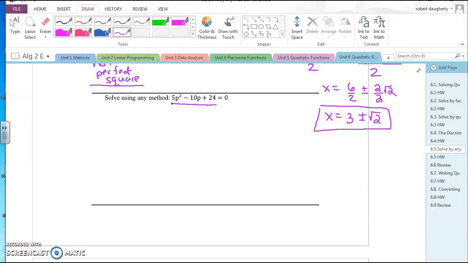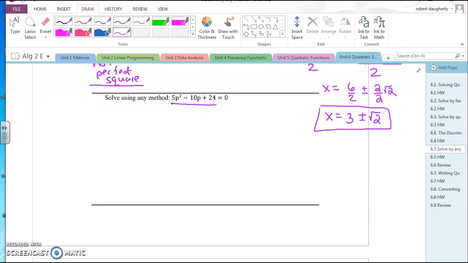If I factored it, I would have to find numbers that multiply to give me 5 times 24, which is what, 120. So factors of 120 that also can be combined to give me a negative 10. So that's a pretty large number. So I'm trying to think, can I do that off the top of my head? Factors of 120. I'm thinking like, okay, I may skip that and just look at the quadratic formula and see what that one does for me.